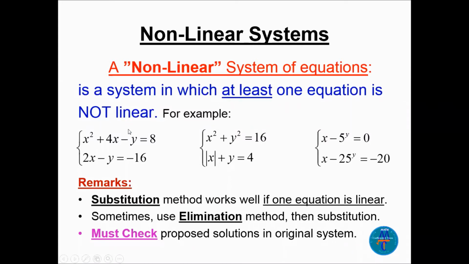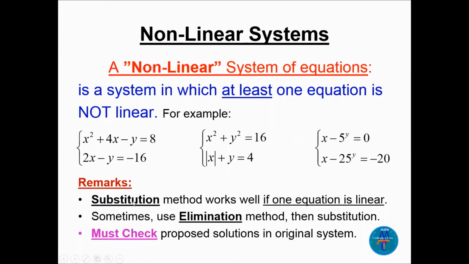You know, in a linear equation, the power of x and the power of y should be 1, like this second equation here. But if we have any equation, at least one, that is not linear, then the whole system is not linear. Like this example with the square, with the power, with the fractions, with the radicals.